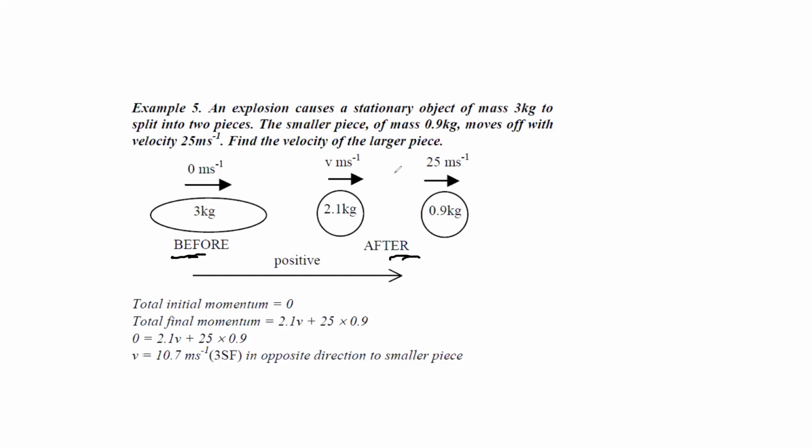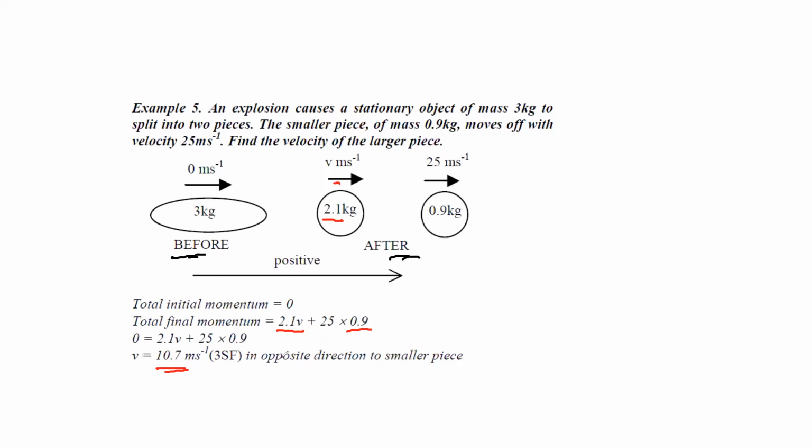As initial is 0, the final should also be 0. So if one of the particles has a momentum towards the right, the other should have it towards the left. But what if a student considers both are moving in the same direction? If initial momentum is 0, the final momentum should also be 0. So it will be 2.1 into V plus 25 into 0.9. When we solve for V, we get a negative answer. If we are getting a negative answer, what does it show? It shows that it is moving in the opposite direction to the smaller piece.